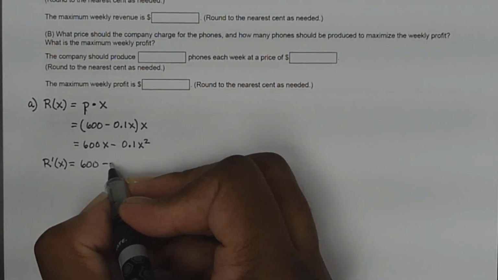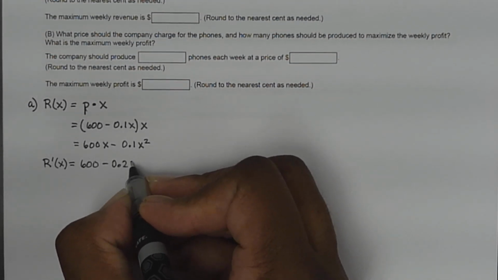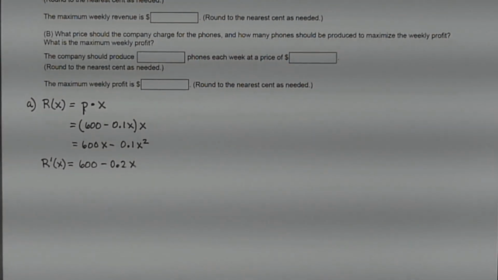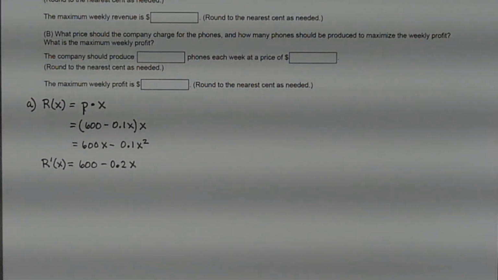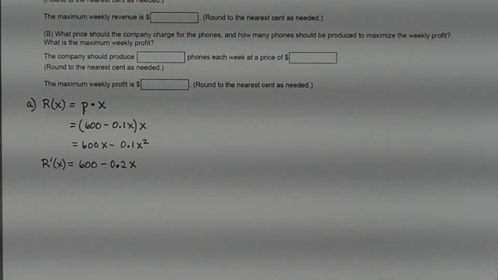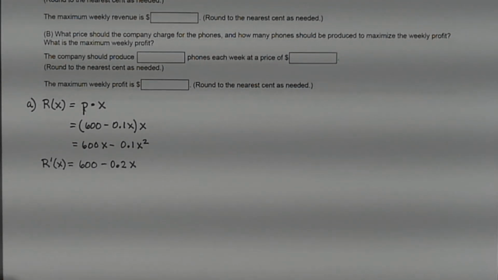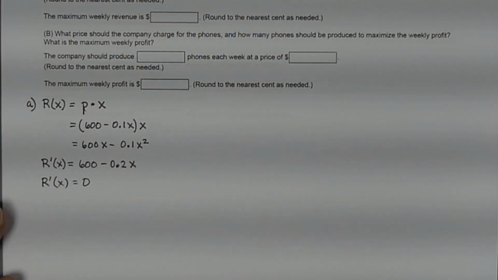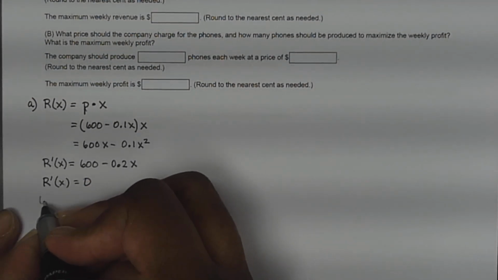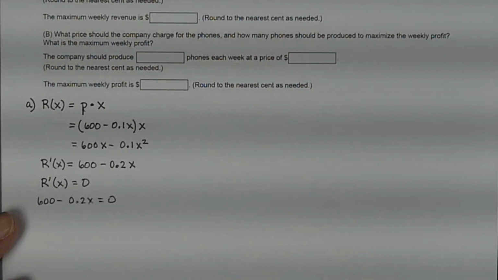Bring the 2 down, multiply by 0.1, will be 0.2. Copy the x over to the 1 less power, so it'll be 600 minus 0.2x. And then set that R prime of x to be equal to 0. That's the derivative of your revenue function. So in this case, 600 minus 0.2x equal to 0.